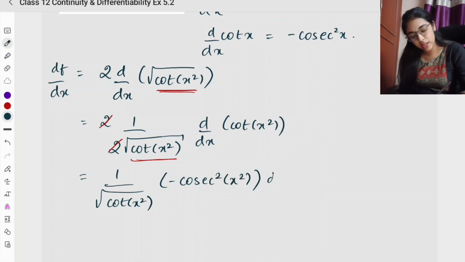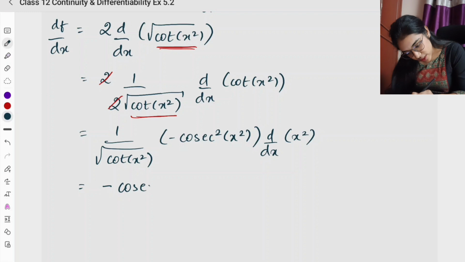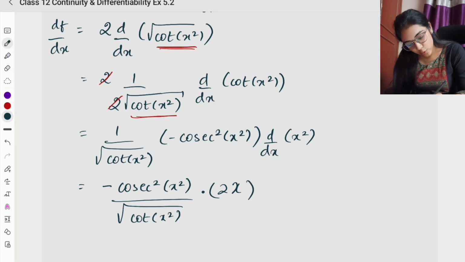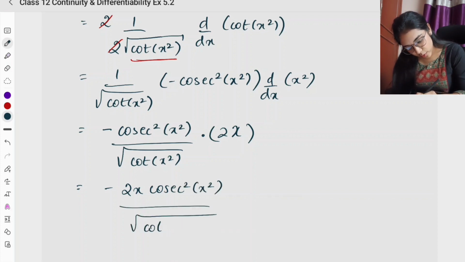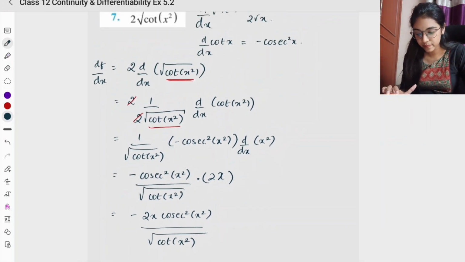X square. இப்போ d by dx of x square பண்ணணும். So d by dx of x square. So what am I left with? Minus cosecant square x square inside the cosecant function divided by square root of cot of x square times d by dx of x square, and it is simply going to be 2x. Put it inside a bracket. So what is my final answer? Minus 2x times cosecant square x square, the whole divided by square root of cot of x square. So this is my final answer. Okay, please copy.